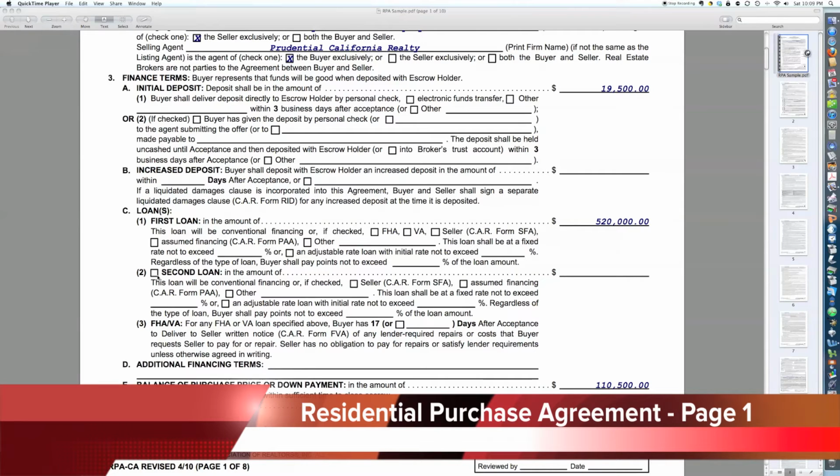Also, in this case, there is no second loan, but if there were going to be a second loan, we would check this box, put the amount in, and again, talk about whether it's conventional financing or seller financing, assumed financing, or something else.